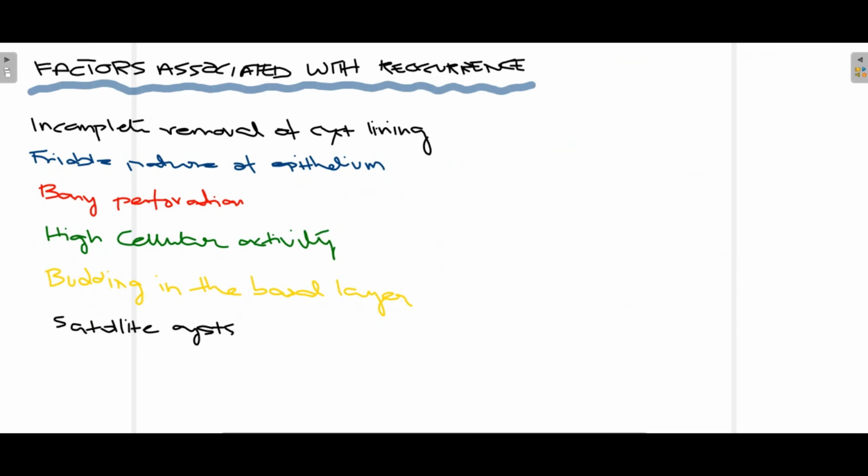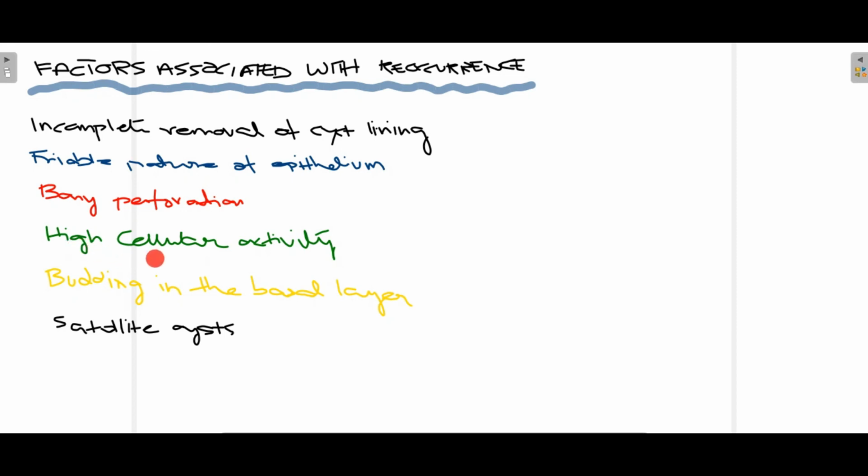Now lastly, talking about which factors are actually associated with the high recurrence rate of OKC. Firstly, there is incomplete removal of the cyst lining. Secondly, the friable nature of the epithelium, as we have talked before, the thin capsule that is surrounding the OKC is friable and liable to break. So you have to make sure that it does not occur. Thirdly, there is bony perforation, because as the cyst is expanding, it leads to perforation in bones, and when you do not completely remove the entire lesion, there are high chances of recurrence.